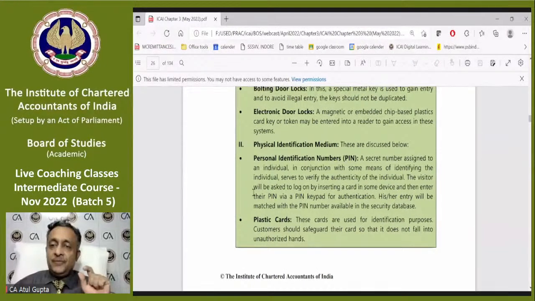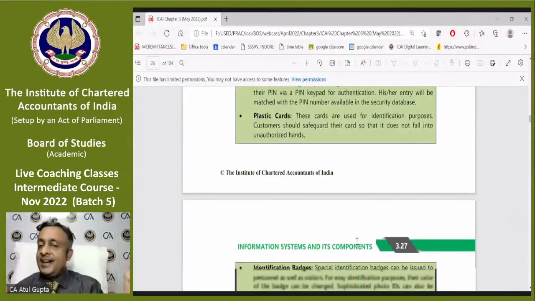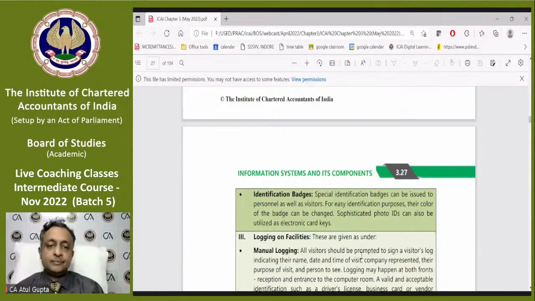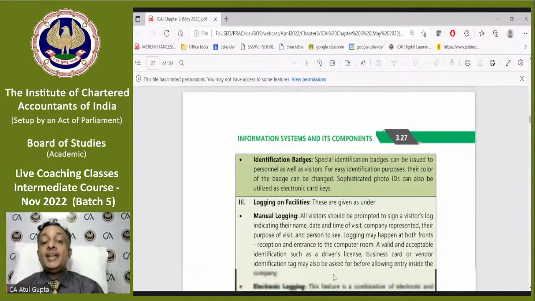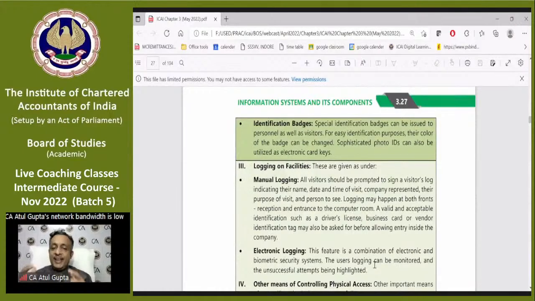Then plastic cards. These cards can be used for identification purposes. So you have the card with your photo and all those things that can be created, like identification badges. Then logging on facilities. Logging means listing who all came. This is done under manual logging and electronic logging.